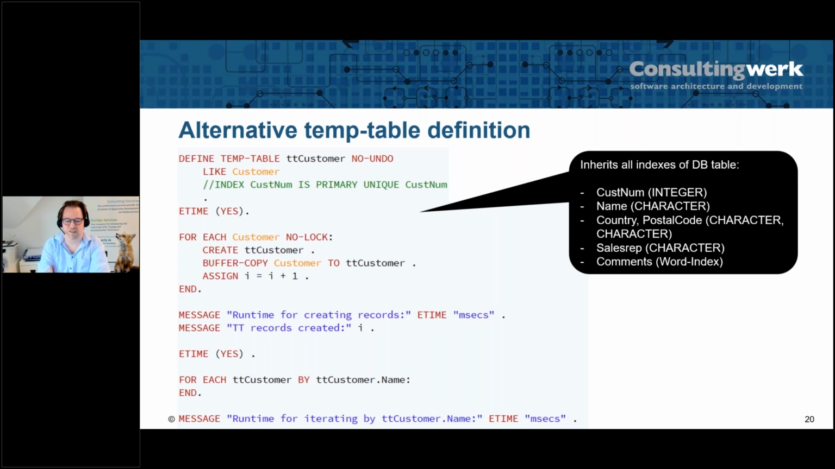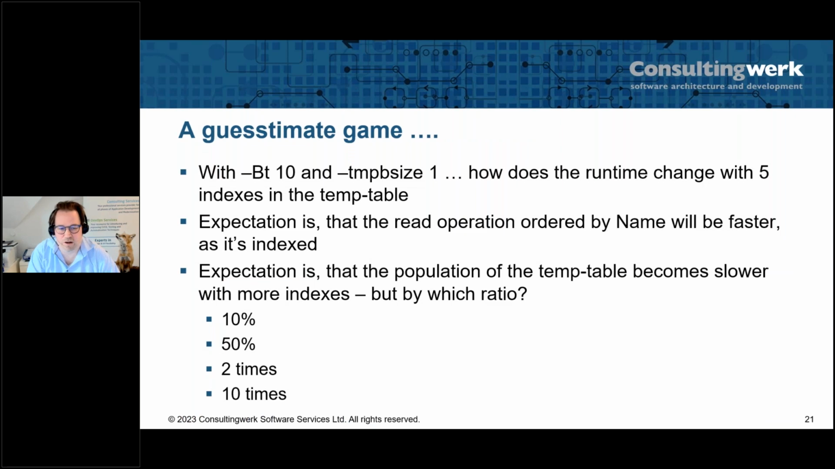And I discussed it also with quite experienced developers. I had that discussion with Peter Judge, I had it with Tom Bascom, and the values that I got were quite confusing. And I'm going to offer this as a guesstimate game to all of you. So we've seen the numbers on the slide before for creating the 200,000 records in the temp table with just the index by the customer number. Now I'm going to do the same with 5 indexes. So it's the index by customer number, the index by name, the index by country and postal code, one index by sales rep, and a word index by the comments field.